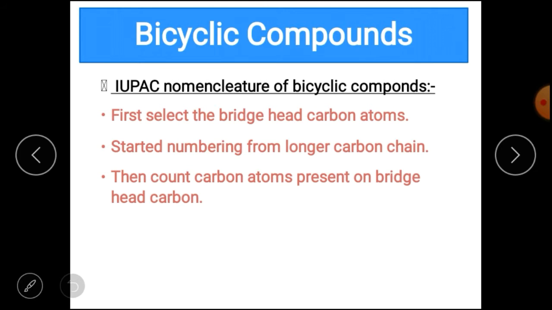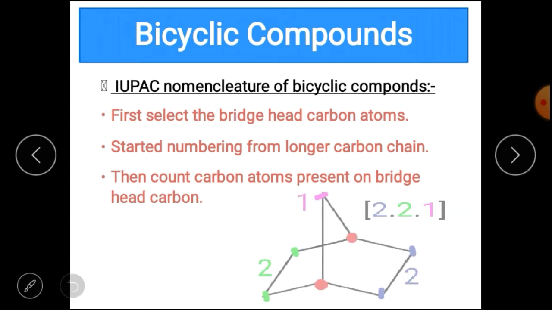Then count the carbon atoms present on the bridge carbon.